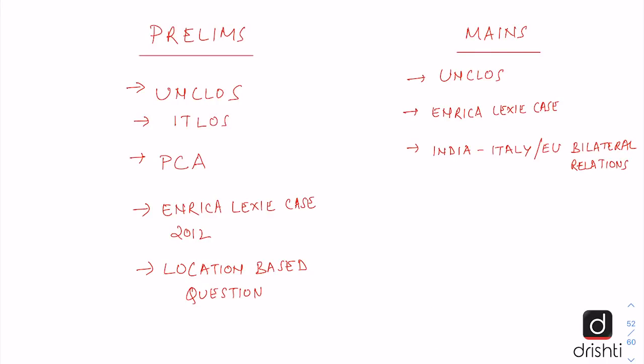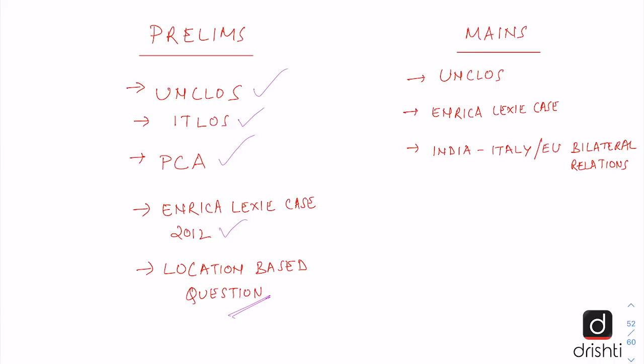So in prelims, questions can be asked on UNCLOS, which is the United Nations Convention on the Law of the Sea, or the International Tribunal on the Law of the Sea. Also, a question can be asked on the Permanent Court of Arbitration, which is at The Hague. Then a question can be on this particular incident and which ship was involved. So it was a commercial oil tanker having an Italian flag named Enrica Lexie, and the case is of 2012. Then a question can be based on the location where this incident happened. So it happened off the coast of Kerala.